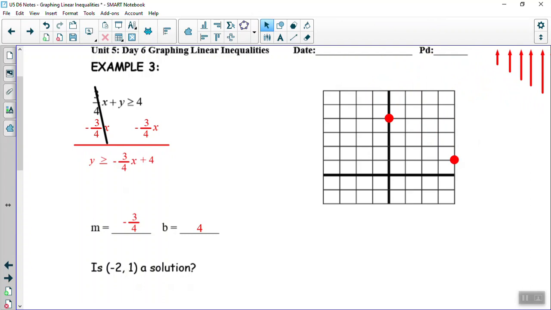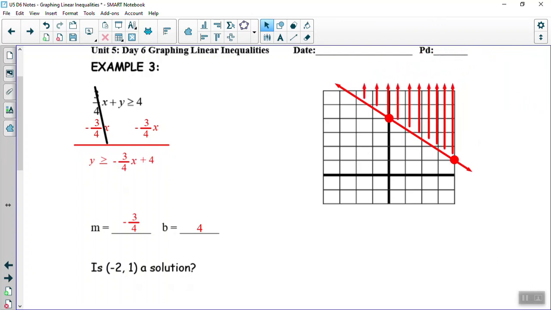So the equal to part tells me that it's a solid line. Okay. So as soon as I see that line underneath, that means it's a solid line. Right. The greater than tells me that I'm going to shade up. So anything above that line should be shaded. Anything above that line will be a solution.